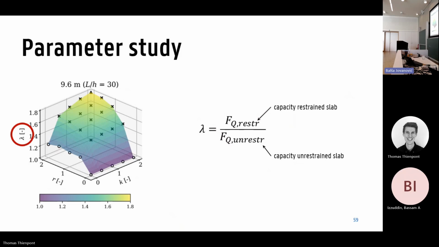For the other ones, where the color is not blue but goes to green and yellow, for example, the triangle all the way at the top, there's a case where the capacity lambda equals approximately 1.7. So that means that we have a 70% higher capacity than the unrestrained case. So for that one, compressive membrane action enhances the capacity quite a bit.